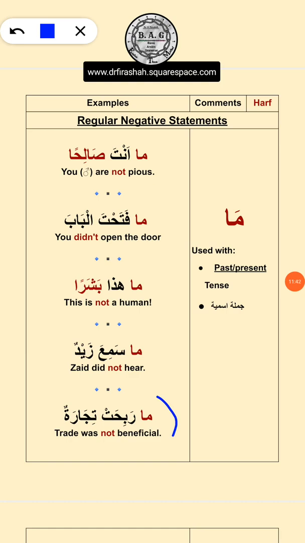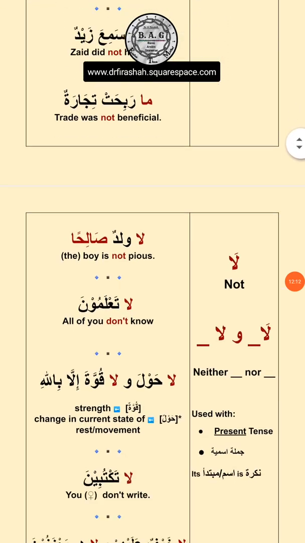All right, in English you don't say it brings benefit or something like that. Okay, you have the word beneficial for that. So but in Arabic you've got this verbal form. So trade did not bring benefit. Ma rabihat tijaratun. Okay, now in Quran Pak we have ma rabihat tijaratuhum, their trade did not bring any benefit. Okay, so I hope that these various situations of ma are clear now.